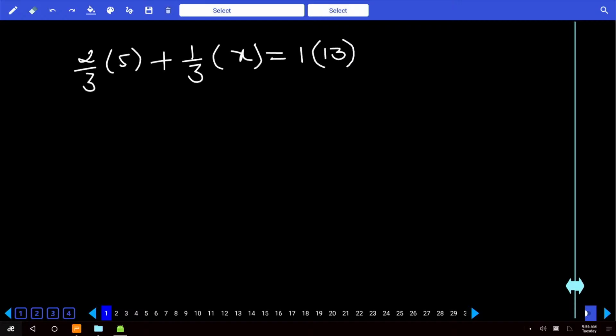On the left hand side, denominator 3 is taken common. Take it to the right hand side, that becomes 39. On the left hand side, numerator 5 into 2, 10 goes to the right hand side. That itself. Got it? Right.